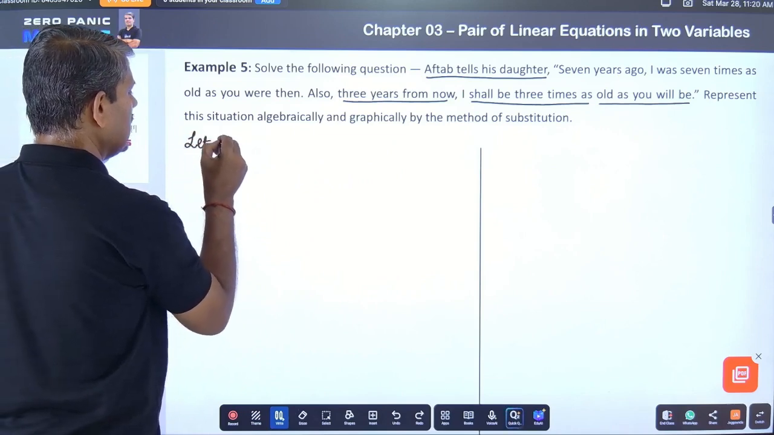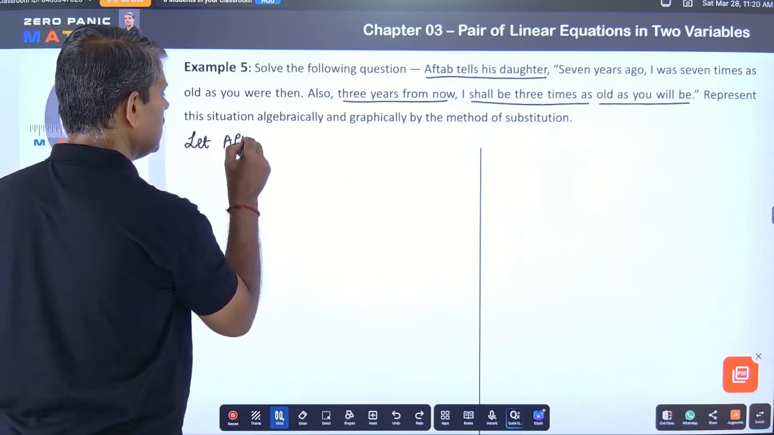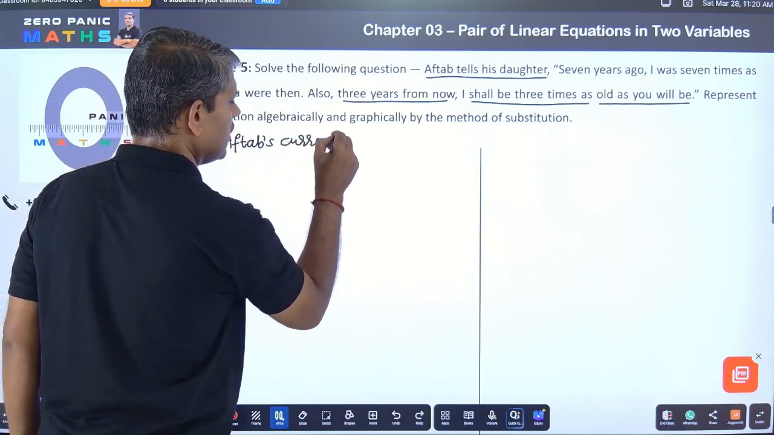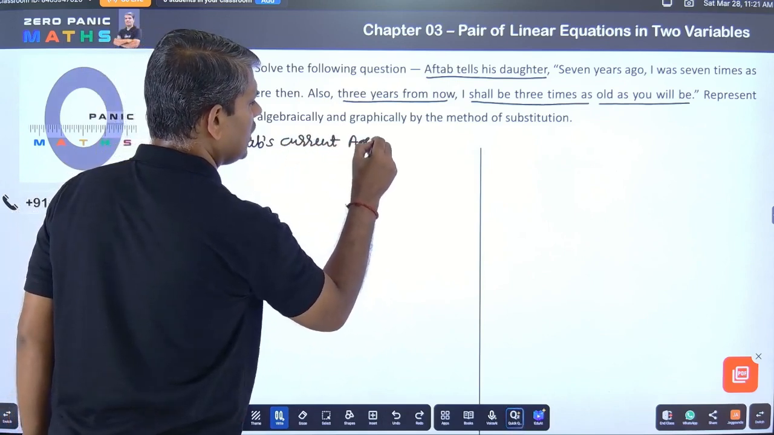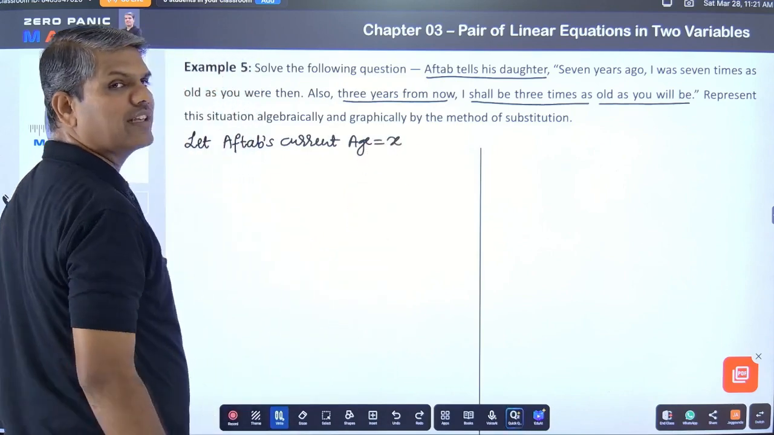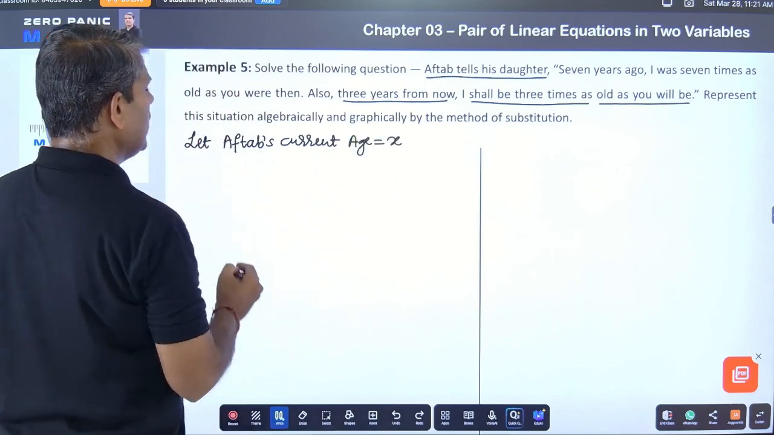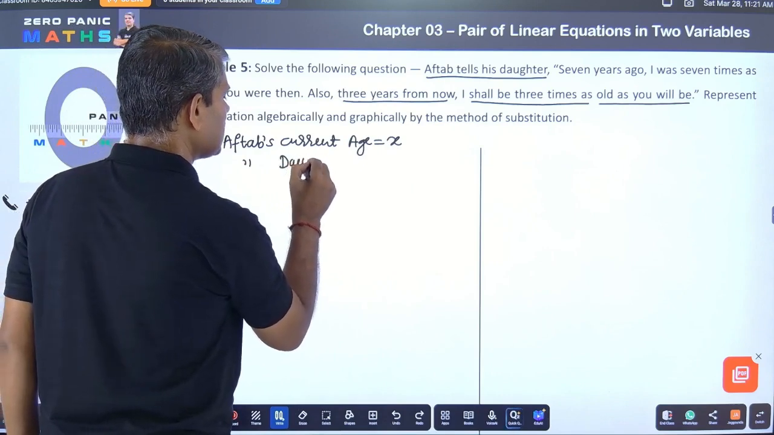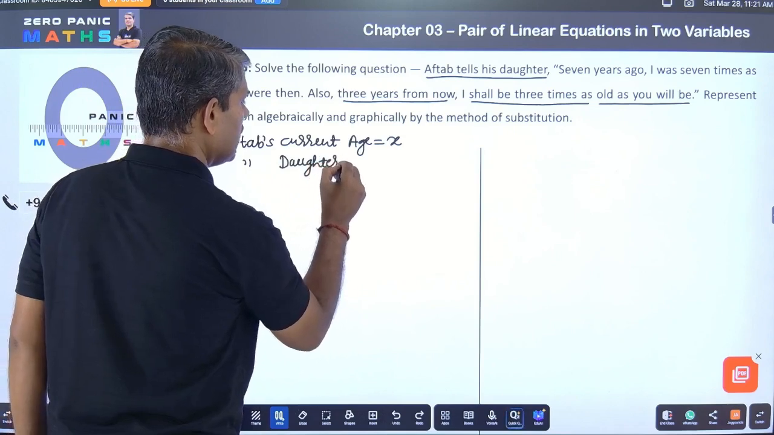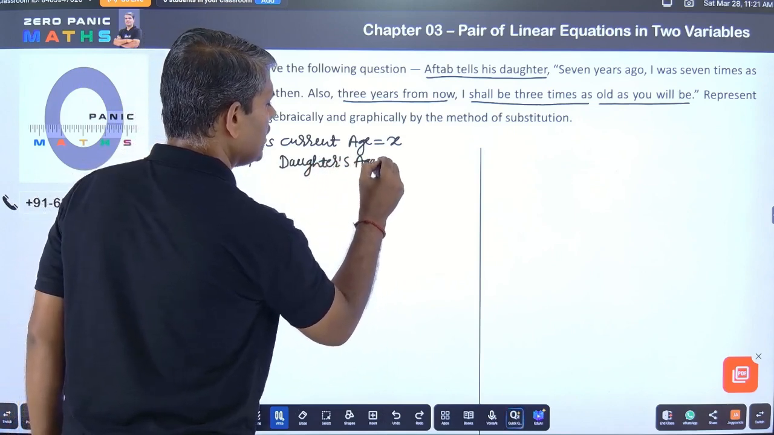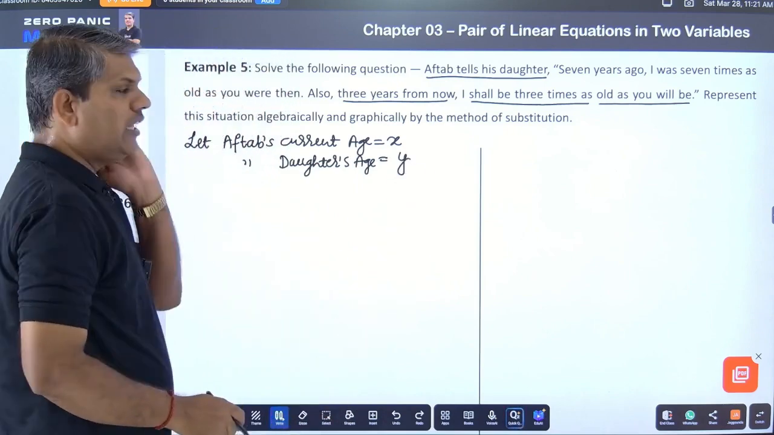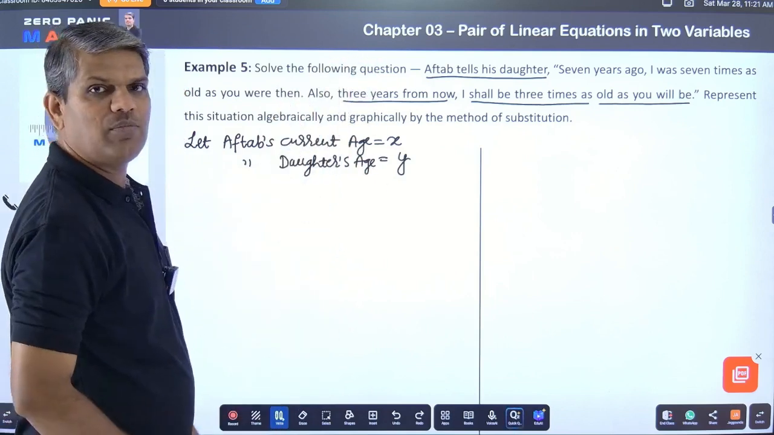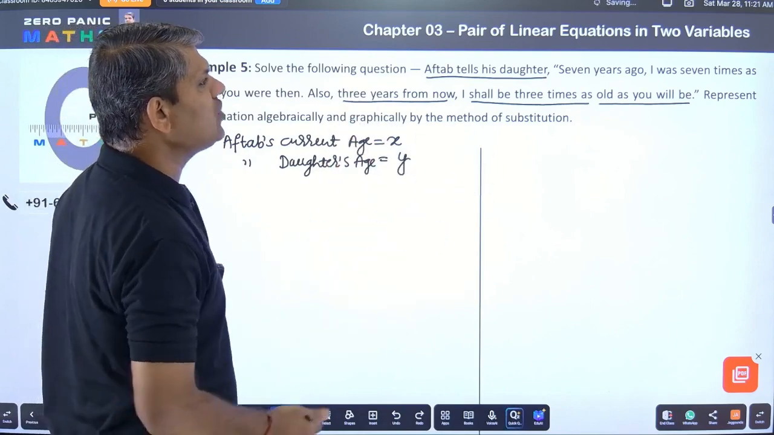Let Aftab's current age be x. Current age is equal to x. Aftab's daughter's age, I can say daughter's age, is equal to y. So in terms of x and y, if we are representing ages, then we can easily convert them into equations. So what are the conditions they have given?